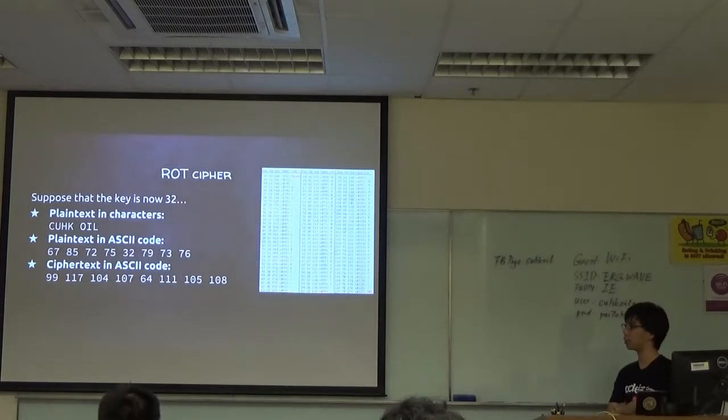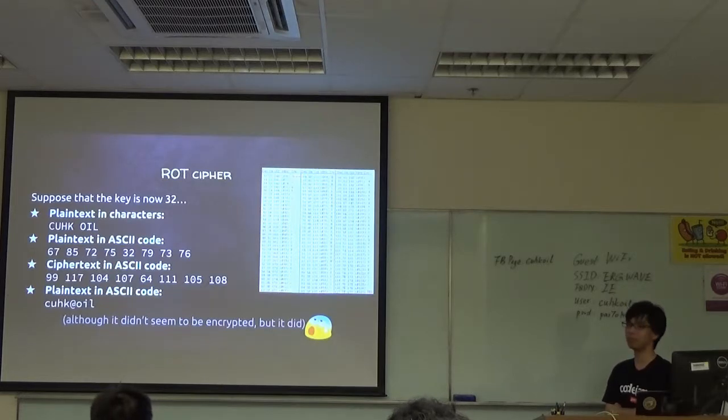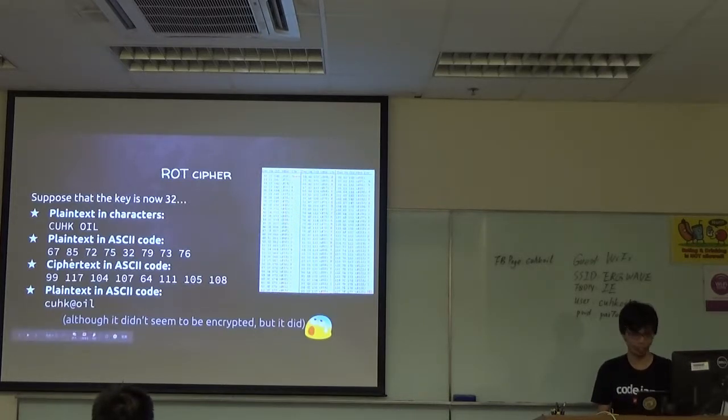So maybe most of you could find out the ciphertext, right? Let's show it. It is in small letters, CUHK at OIL. Although it doesn't seem to be encrypted, it really did, because in this case we are just using a key that sucks, just like using a key equal to 0, which has no effect at all. This is an example of why we shouldn't use some classical ciphers nowadays.